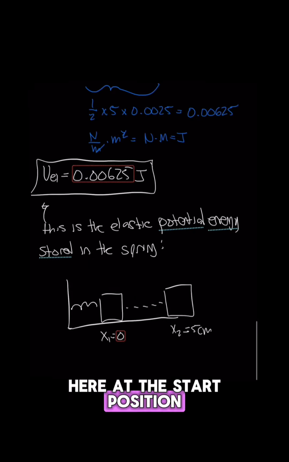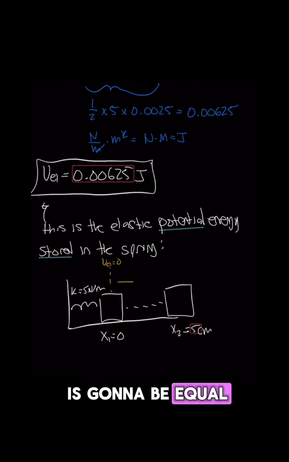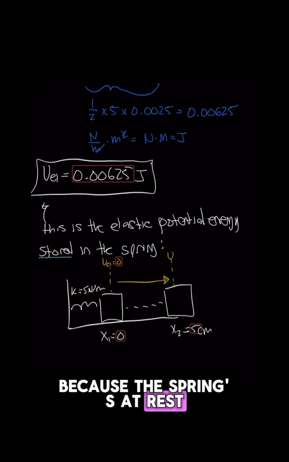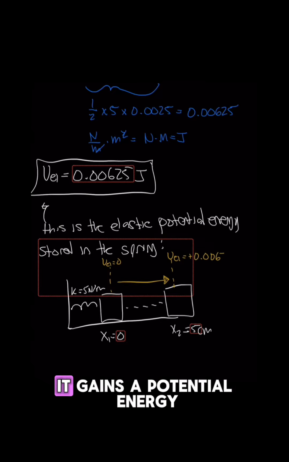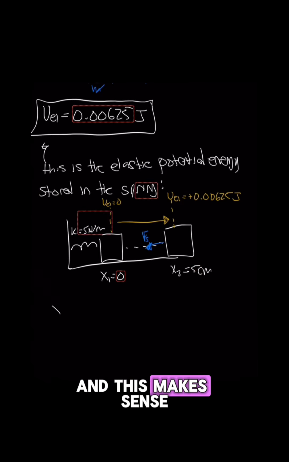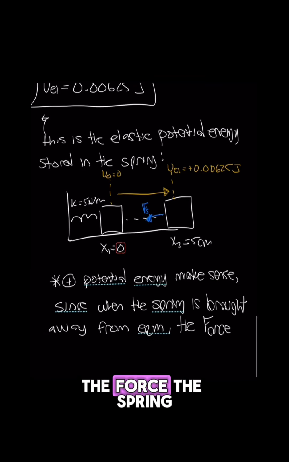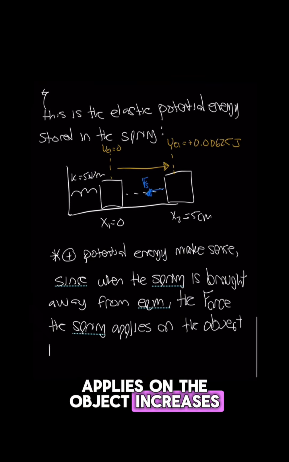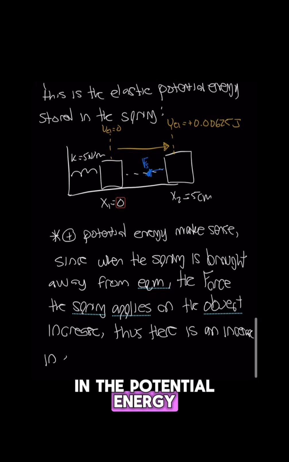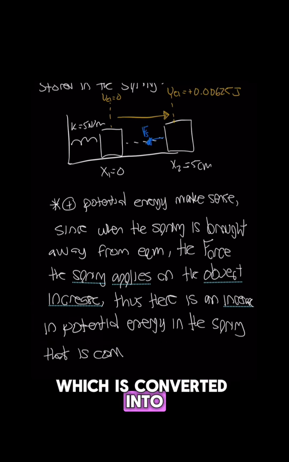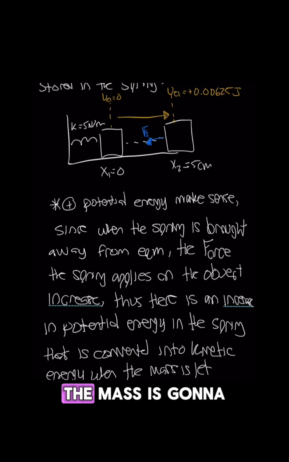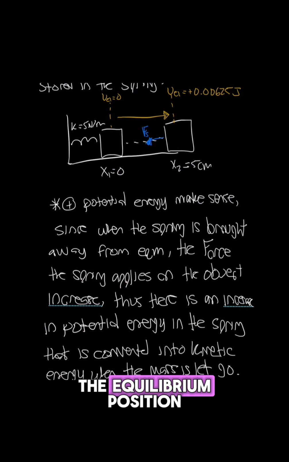At the start position, the elastic potential energy is going to be equal to 0 because the spring's at rest. But when we stretch the spring out, it gains potential energy. And this makes sense because when the spring is brought away from equilibrium, the force the spring applies on the object increases. Thus, there's an increase in the potential energy in the spring, which is converted into kinetic energy once we let the mass go. The mass is going to start moving back towards the equilibrium position.